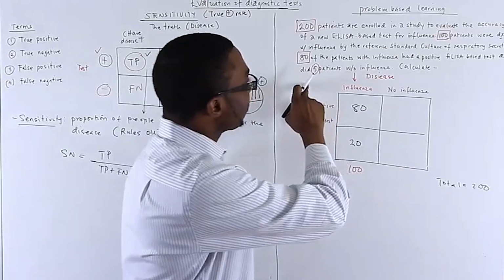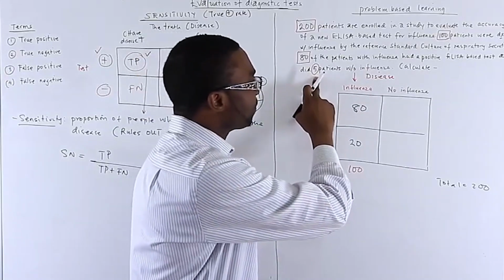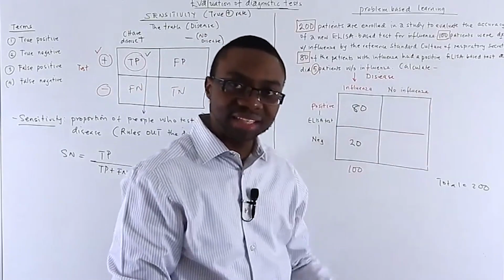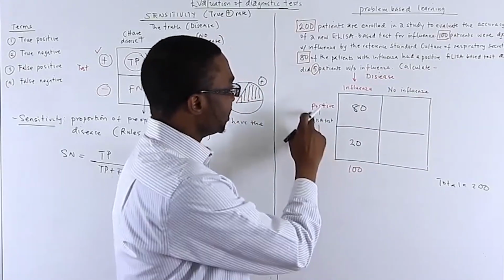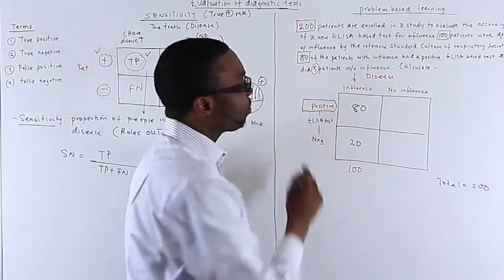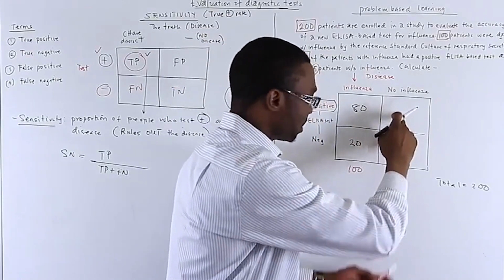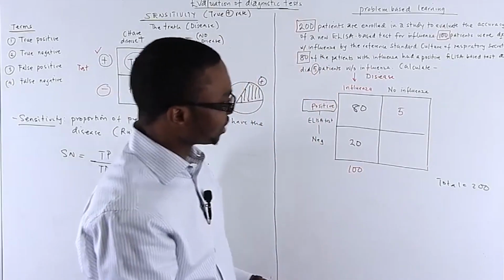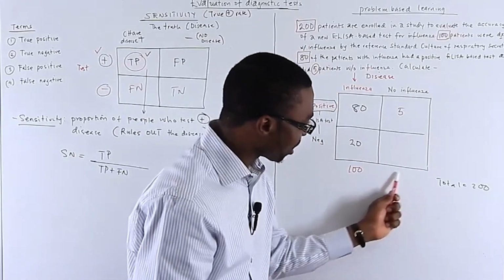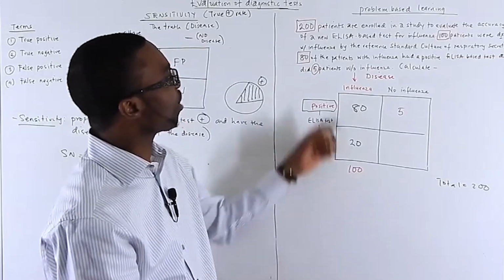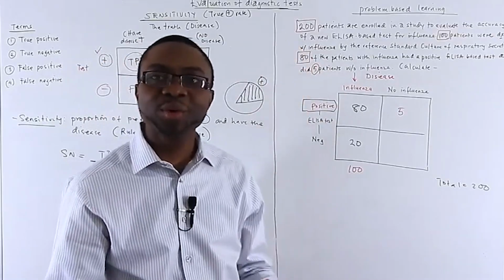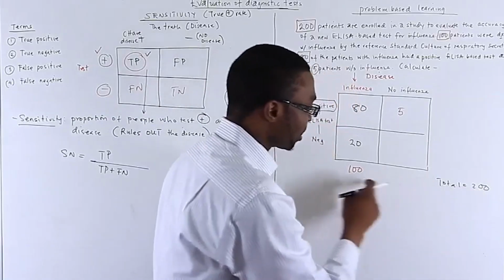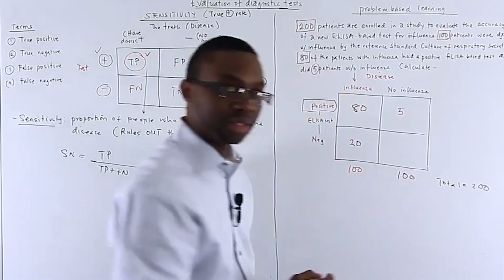And then the question goes ahead and says 5 patients without influenza tested positive for the disease. So they tested positive, but they did not have influenza, right? So unfortunately, that is 5 of them. Now, you probably wonder, how am I going to figure out what number goes in here? At the beginning of the question, we have 200 people in the entire study population. They will always give you that number, which means 200 minus 100 will be 100.